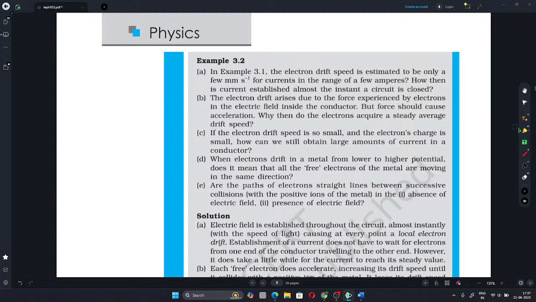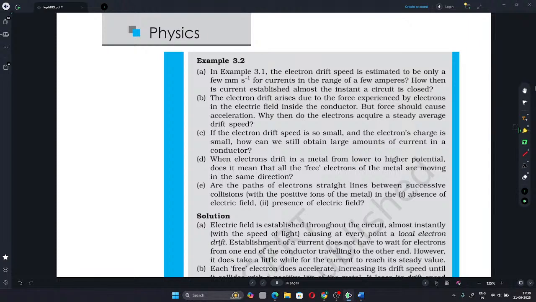How then is current established almost the instant a circuit is closed? The question: if the drift velocity is so small, when you turn on the switch in your house, in the next instant the bulb turns on. Why? The electron drift arises due to the force experienced by electrons in the electric field inside the conductor. But force should cause acceleration. Why then do the electrons acquire a steady average drift speed?